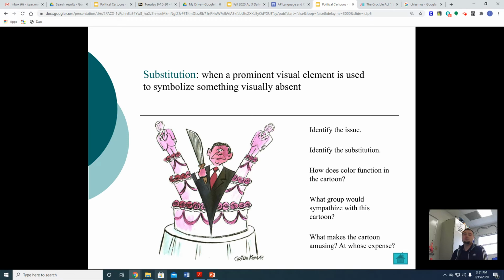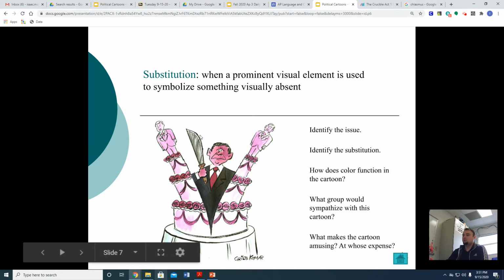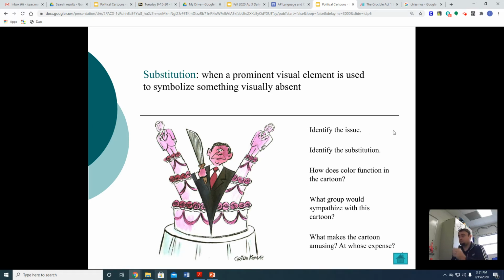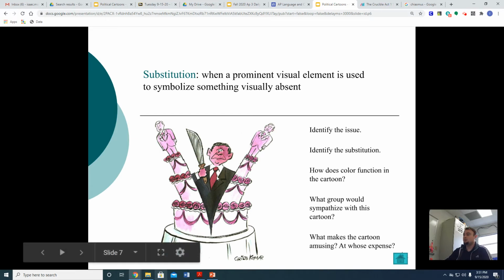All right, so substitution: this is when a prominent visual element is used to symbolize something visually absent. So what's the issue here in this picture? We have George W. Bush. He's got this big machete, and he's cutting down the middle of a cake. And you can see there are two men on it. So it's splitting down the middle. The substitution here is the wedding cake is meant to represent marriage. The issue this is speaking to is really the blocking of gay marriage at the time. It wasn't allowed.